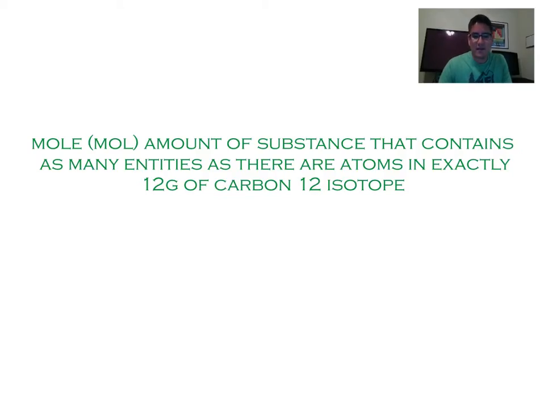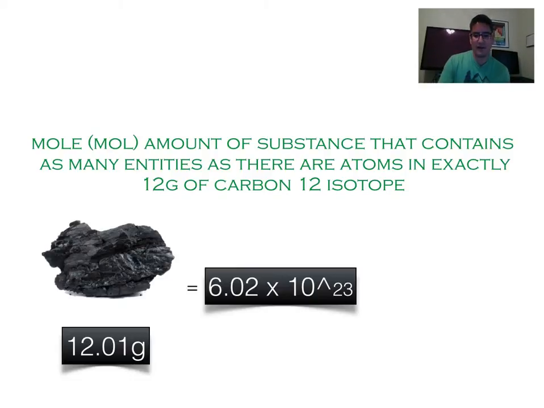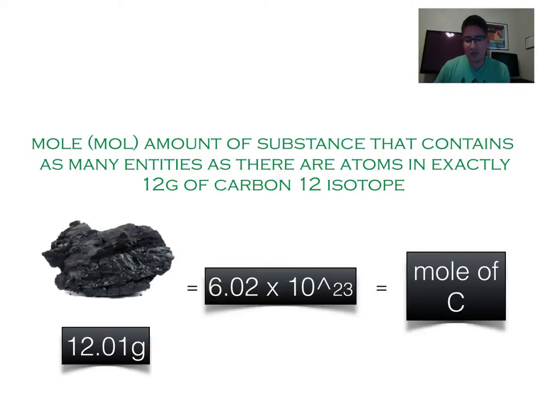So a mole is the amount of substance that contains as many entities as there are atoms in exactly 12 grams of carbon-12 isotope. So what does that mean? If I were to lay out 12.01 grams of carbon in front of me, I would know exactly how many atoms of carbon there are. There's 6.02 times 10 to the 23 atoms of carbon in 12 grams. And that's exactly what this means. And this is equal to a mole.